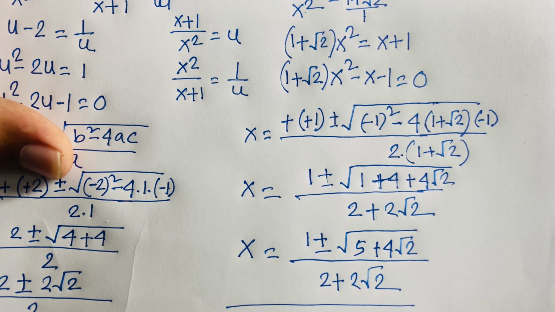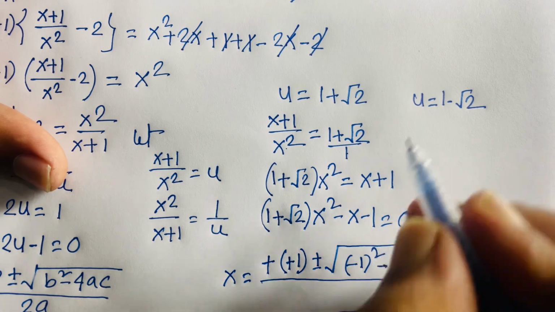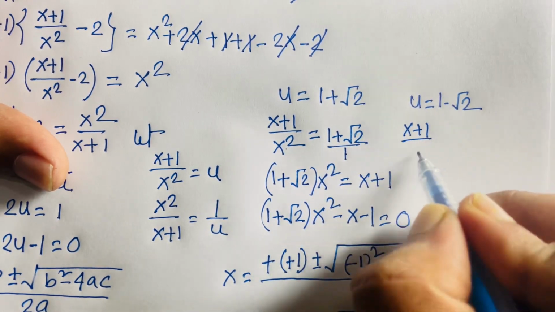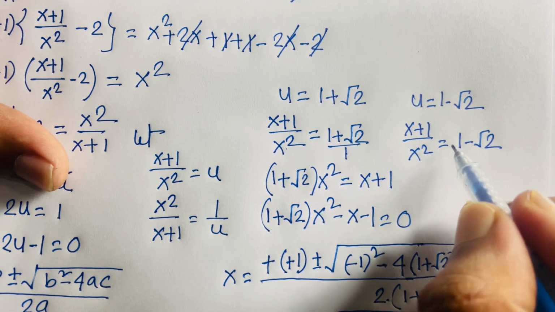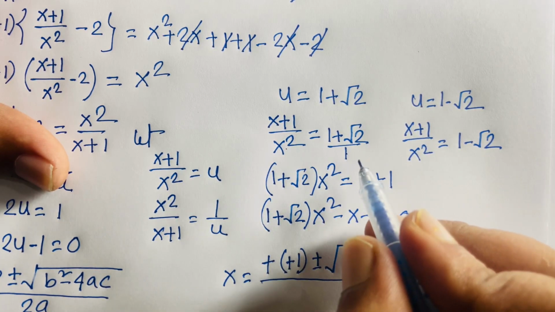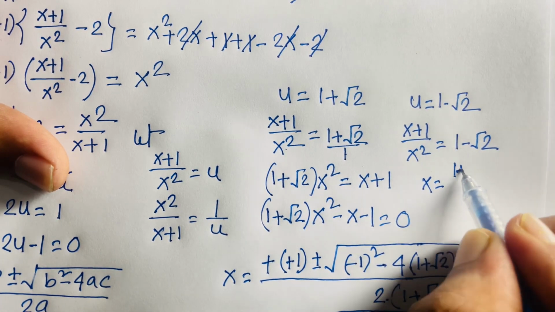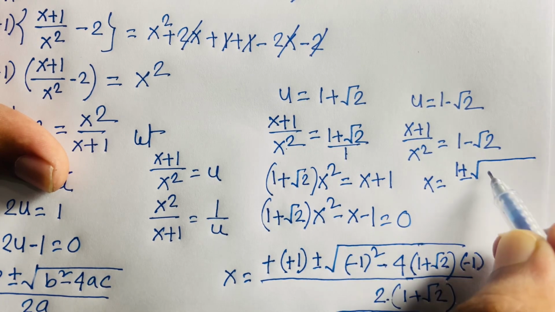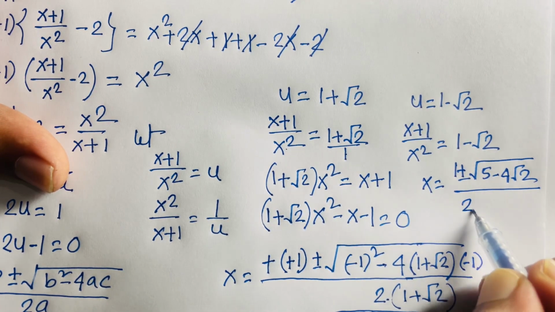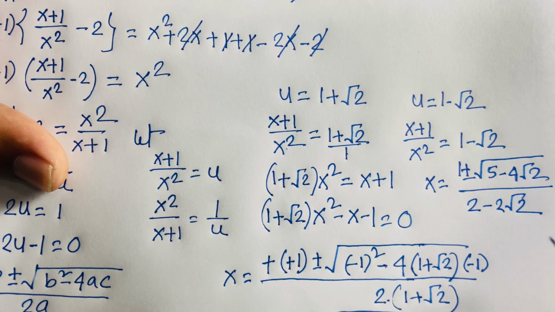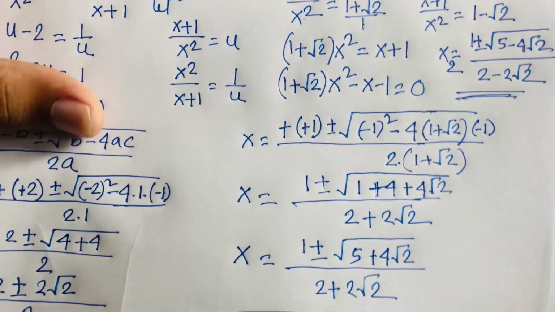But in the other case, u is equal to 1 minus square root 2. So we know that u is equal to x plus 1 over x square, which is equal to 1 minus square root 2. Then if I solve this in the same method again, we find x is equal to 1 plus minus square root of 5 minus 4 square root 2, over 2 minus 2 square root 2. So this is our final answer. This is the value of x2 and this is the value of x1.